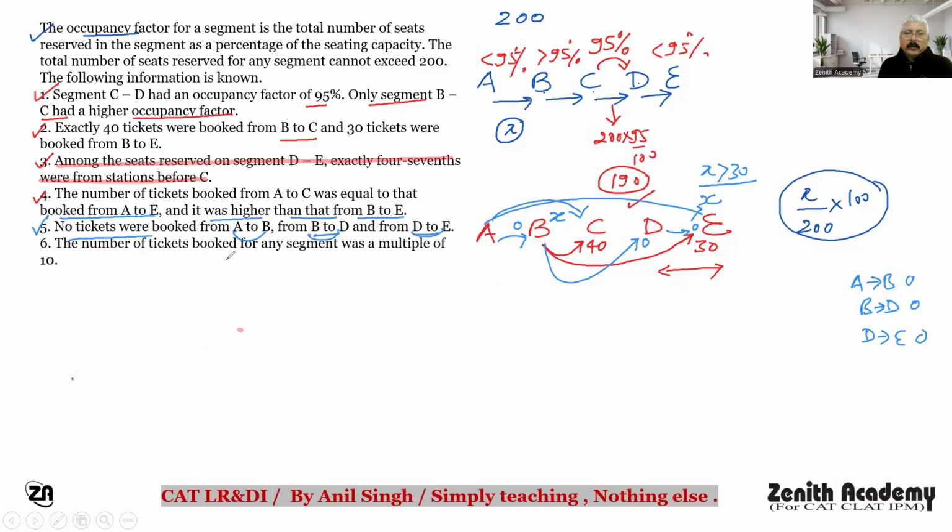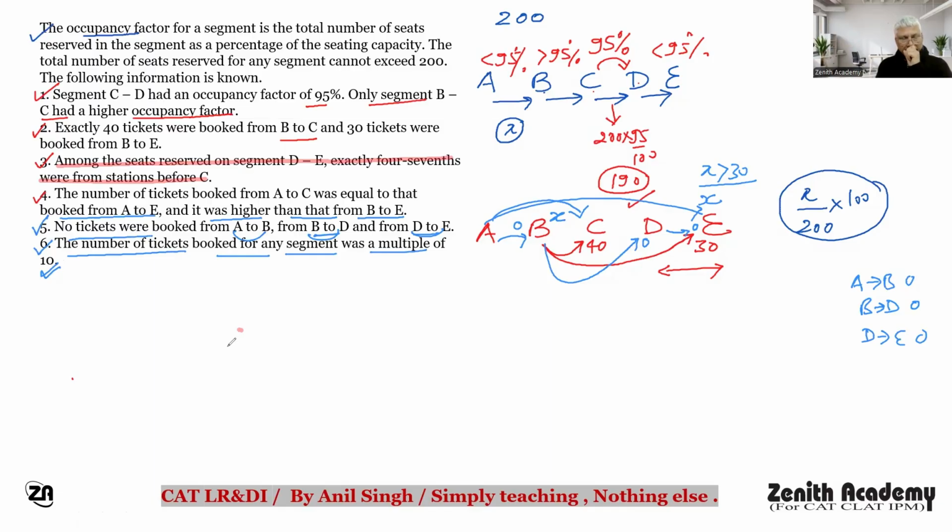6. The number of tickets booked from any segment was a multiple of 10. Okay, so this is very, very important information. It means the number of tickets booked will be like 10, 20, 30, 40, 50, 60, meaning a multiple of 10. So these are all 6 points.